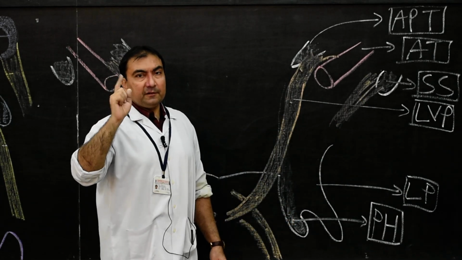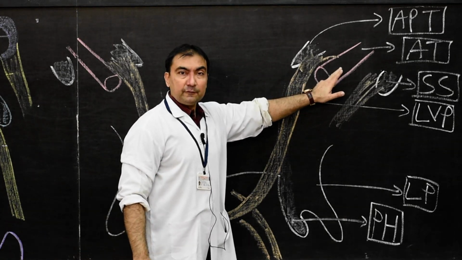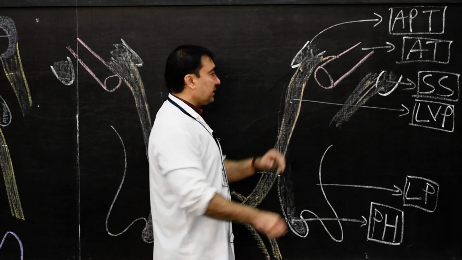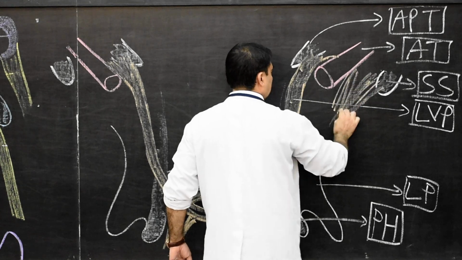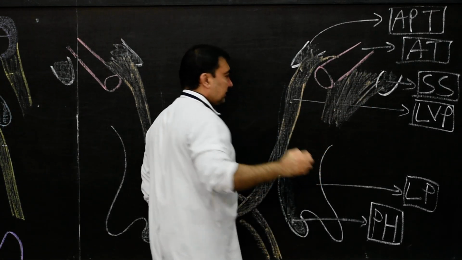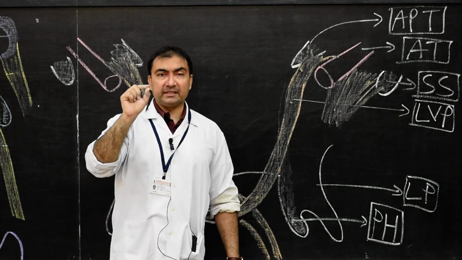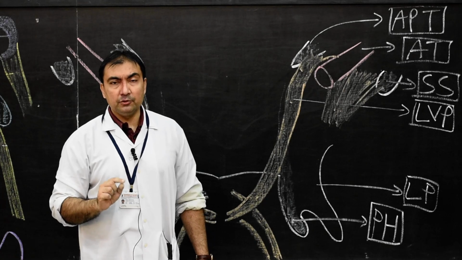The second point of origin will be from the lateral surface or lateral part of the auditory tube. Please draw these fibers like this. And the third point of origin will be from, remember one structure, the scaphoid fossa, which I had shown to you.